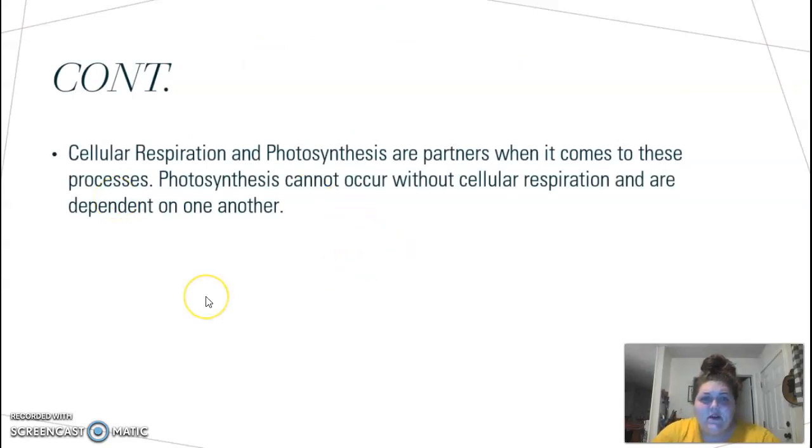So next we talked about if cellular respiration and photosynthesis, if one can go without the other. So I like to think of them as a tandem pair. They are partners, and one does not work without the other one. You cannot have cellular respiration on its own without photosynthesis. You cannot have photosynthesis without cellular respiration. It's a nice game of tag, and they have to have two players for it to work. And they are completely dependent on one another.